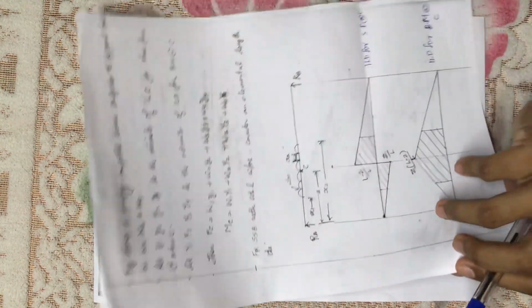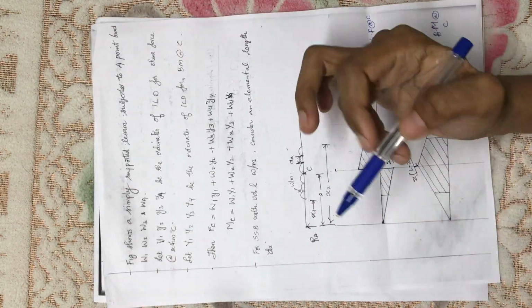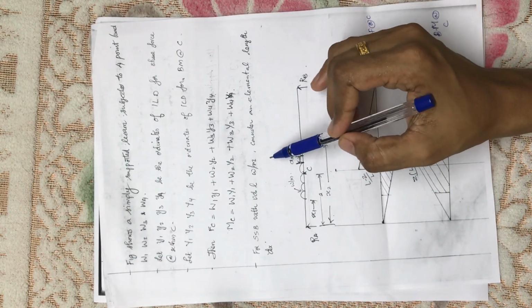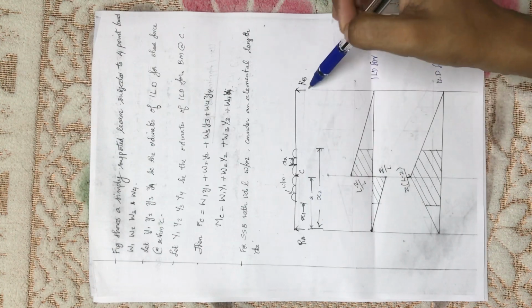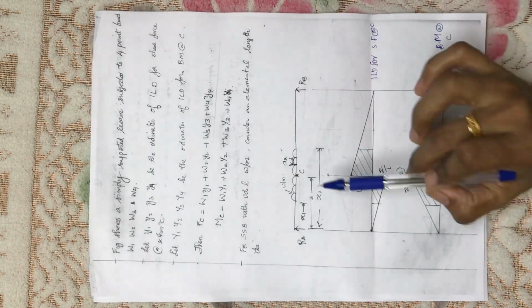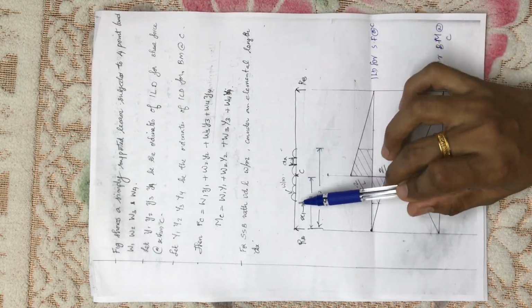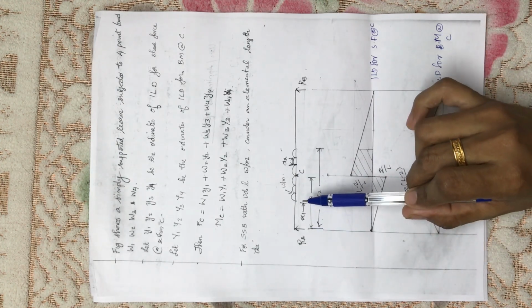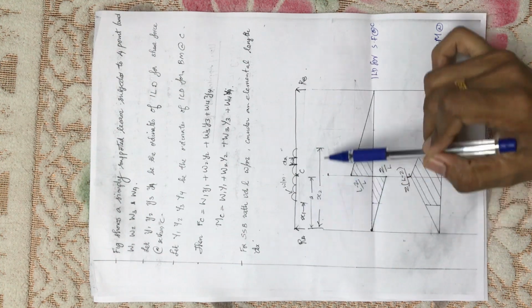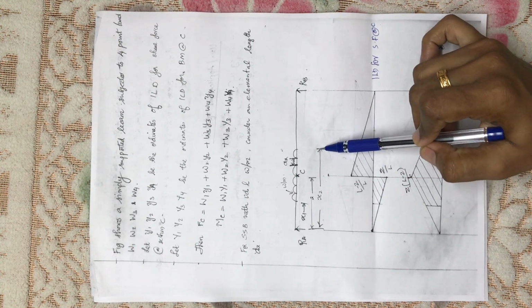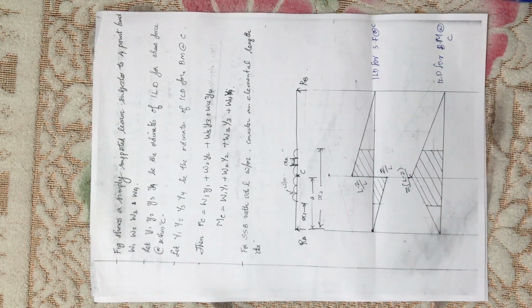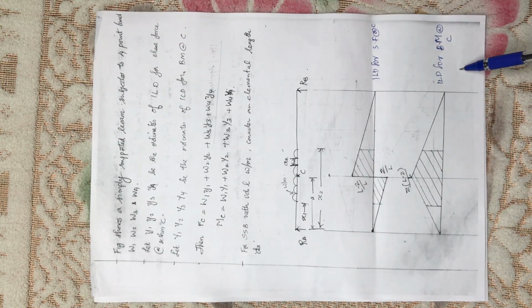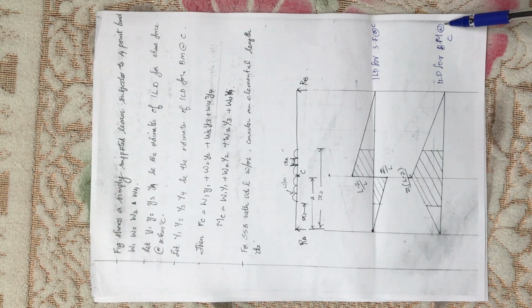Okay. In case of UDL, that means simply supported beam with UDL of intensity W per meter is acting on a beam. Consider an element of length dx on this UDL of intensity W per meter. Let x1 be the starting point of this UDL and x2 be the ending point of this UDL from the initial point. So this is the influence line diagram for the shear force at C, and this is the influence line diagram for the bending moment at C.